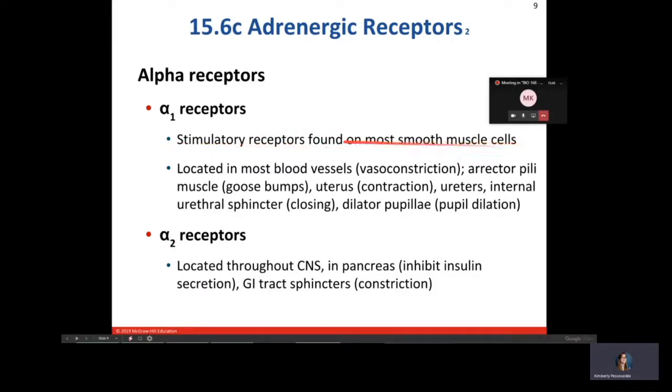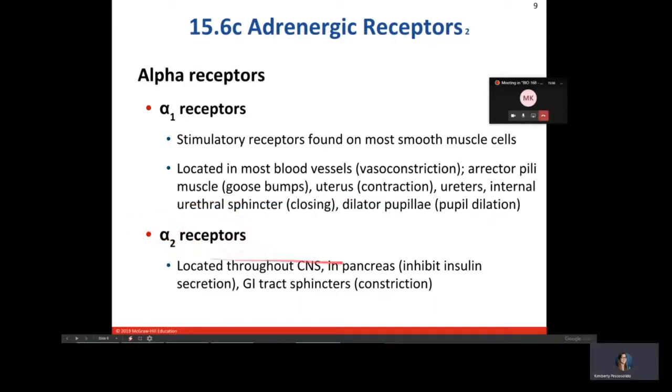They're found on most smooth muscles. These are located in most blood vessels, like most of the blood vessels in our body. The erector pili muscles that connect to our hair in our skin, the uterus, which promotes contraction, the ureters, the internal urethral sphincter, which closes it, and the dilator pupillae muscle, which dilates it.